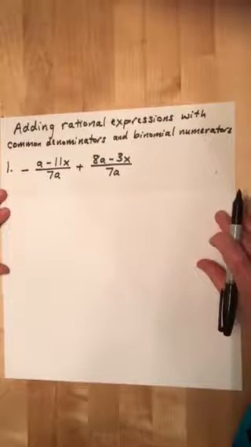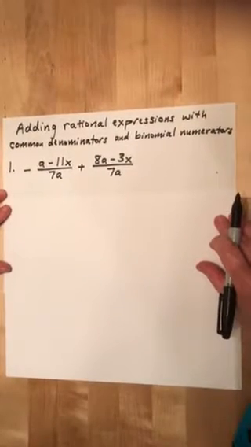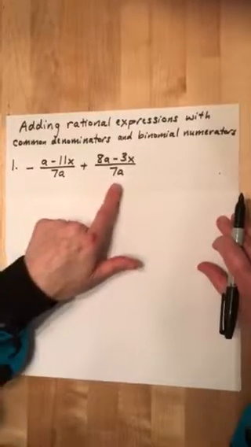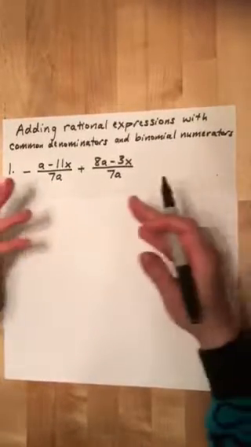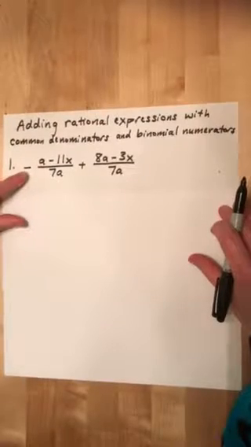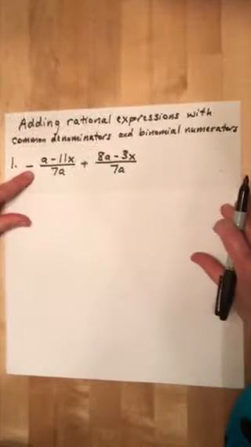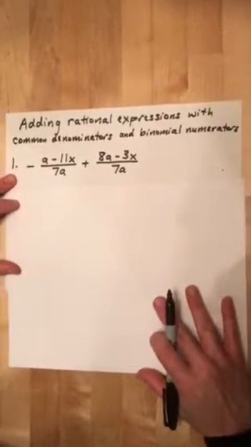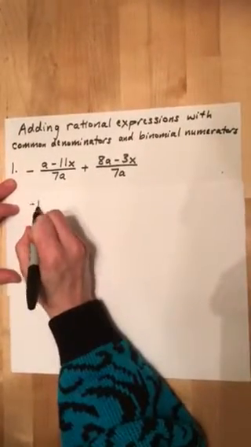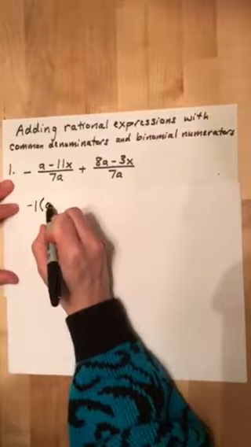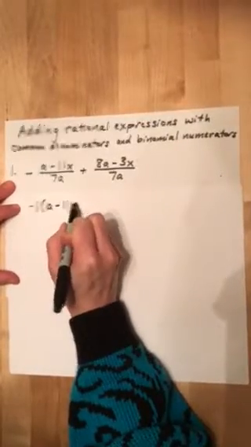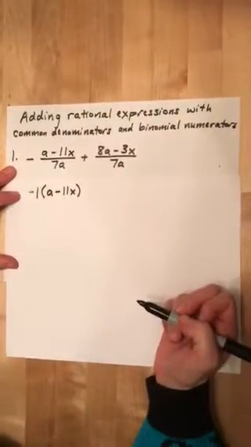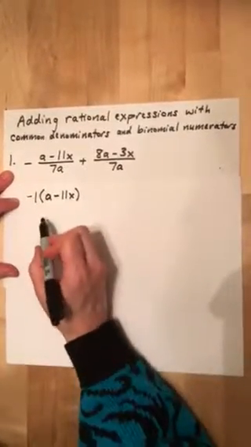When we add fractions, we want to first check that they have a common denominator, and in this case they do. The common denominator would be 7a. So we can combine them into one. The second thing we notice is that this negative is out in front of the entire fraction, meaning that we could rewrite this as a negative 1 on the top times the quantity a minus 11x. So really we need to distribute that negative 1 on the top to change each of those terms.